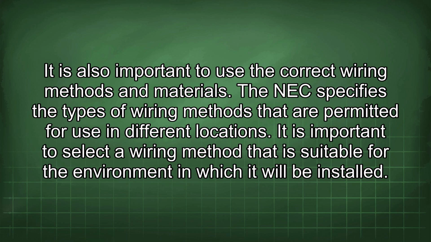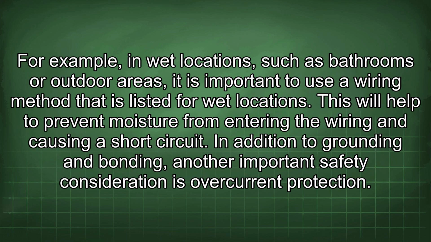The NEC specifies the types of wiring methods that are permitted for use in different locations. It is important to select a wiring method that is suitable for the environment in which it will be installed. For example, in wet locations, such as bathrooms or outdoor areas, it is important to use a wiring method that is listed for wet locations. This will help to prevent moisture from entering the wiring and causing a short circuit.